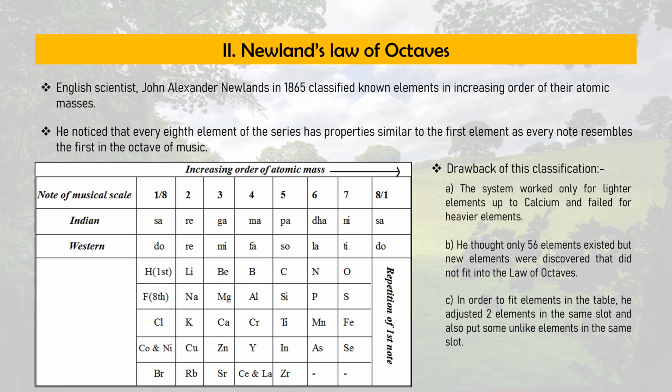elements in the same slot, like cobalt and nickel in the same slot, which is not correct. And he also put some unlike elements in the same slot. So due to this drawback, this classification system was also not accepted.